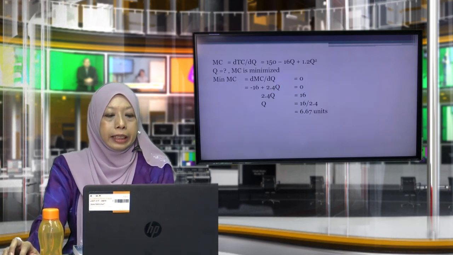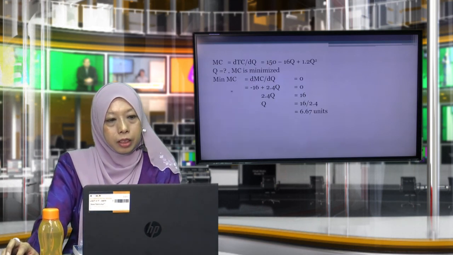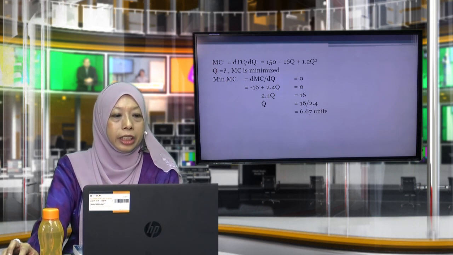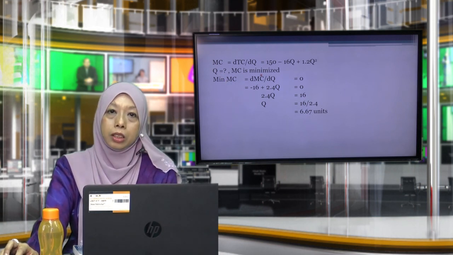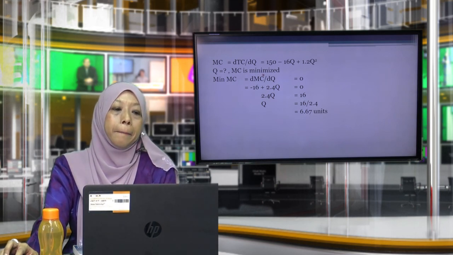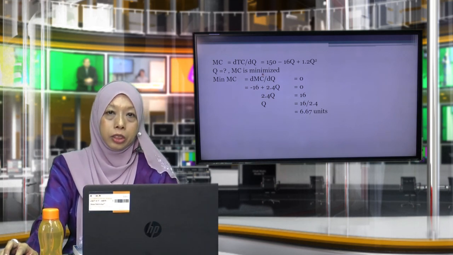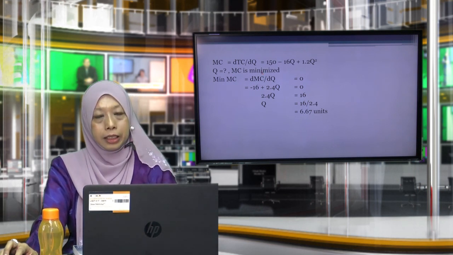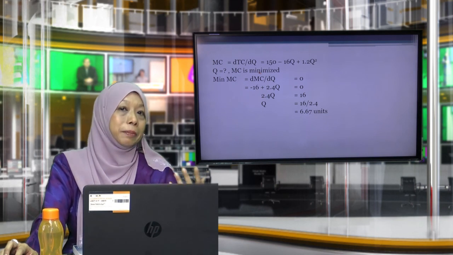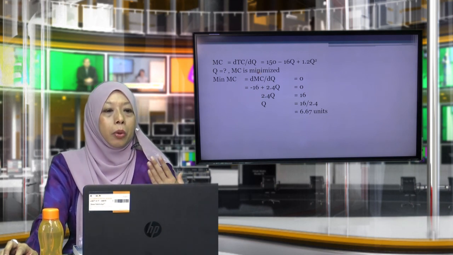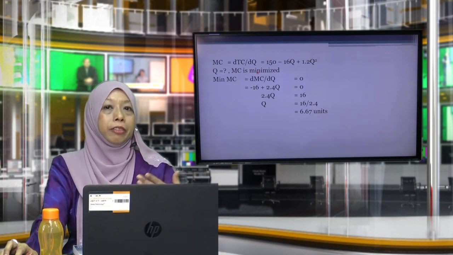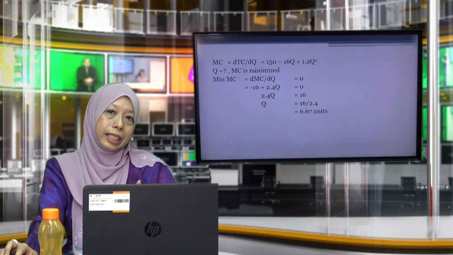Now, let's start with the first one. The first question wants you to find Q where marginal cost is minimized. When you see the term minimizing, or minimize, you know that this is optimization, because optimization involves minimizing or maximizing. So when you want to find a minimum or a maximum value, you have to differentiate the function and set equal to 0.